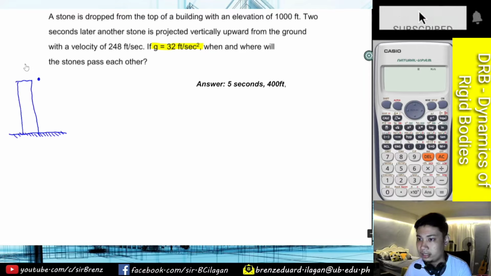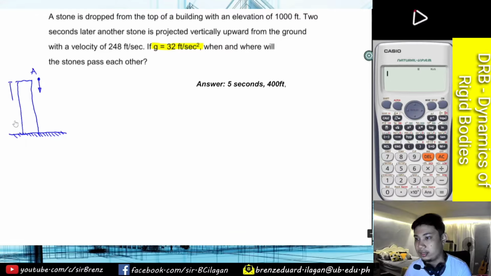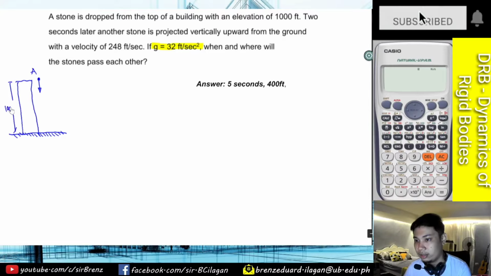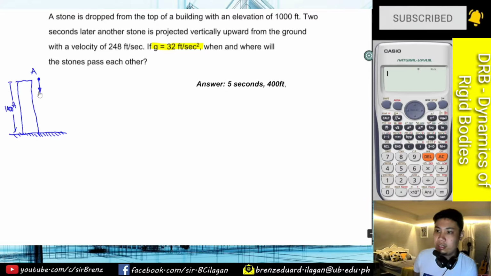Sabihin natin to si stone A. Ayan. Dito na lang natin siguro isulat sa tabi. A stone was dropped on top of the building, which is 1,000 feet height. Yung height ng building mo is 1,000 feet. Or yung lugar kung saan niya pinatak yung iyong stone is somewhere around 1,000 feet.